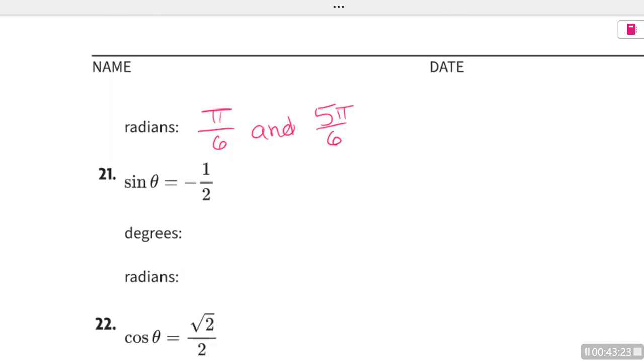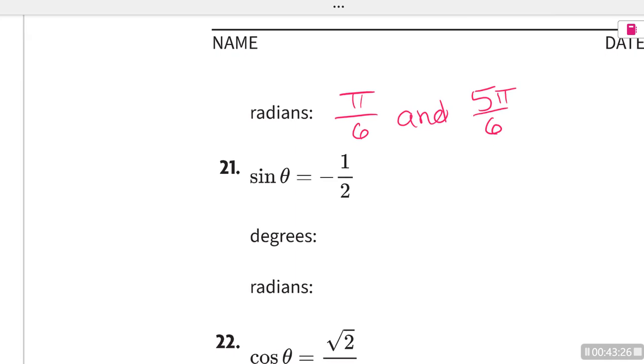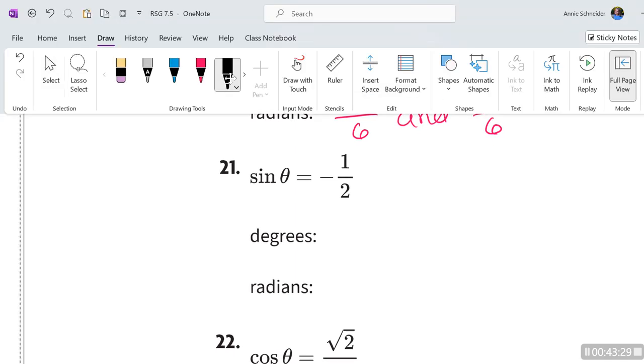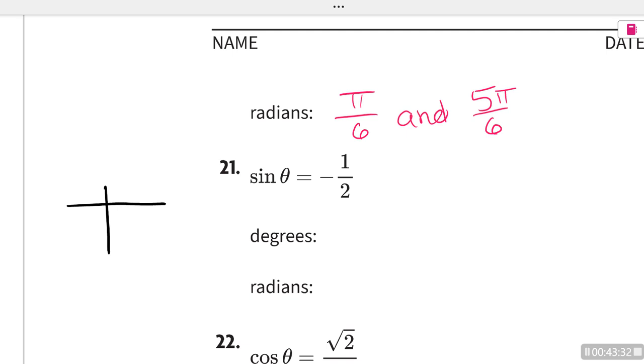Okay, question 21. Again we're dealing with sine, but this time we have negative 1/2. So now we're looking in quadrant 3 and quadrant 4. We could actually use our answers. We already know that when we have this value of 1/2, we're creating a 30-degree angle right here. We figured that out in the last one. So if this is 360, we're 30 less. Remember, this is 180, we're past it, so we're 30 more.